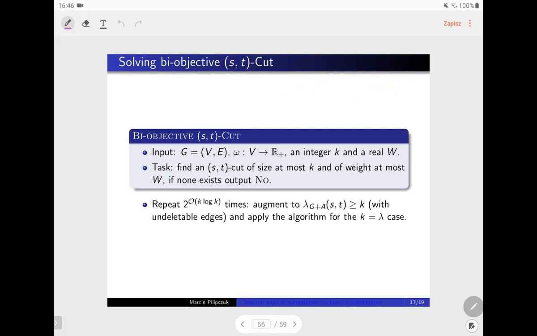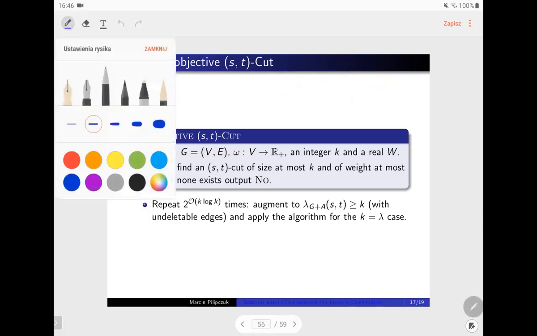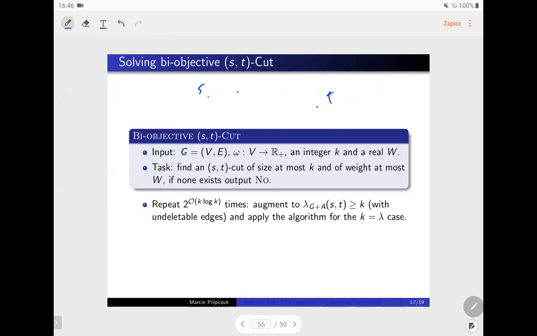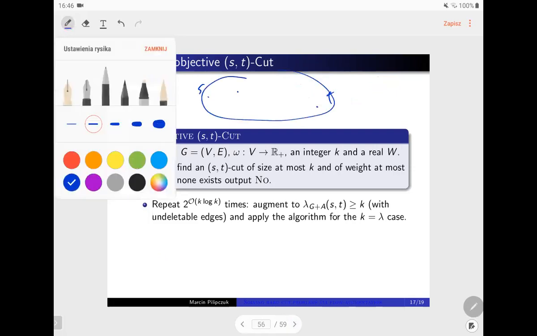So let me solve this problem by objective S-T cut here. So what can we have, we've got this cut. Let's go back to the blue color, and there's S and T, and we wanted to look for this cut.